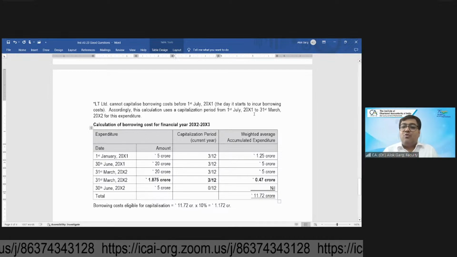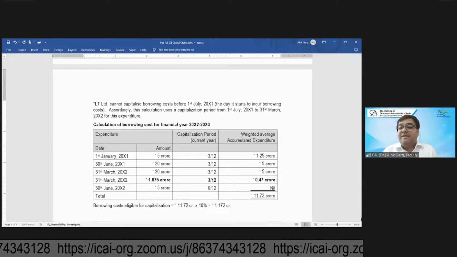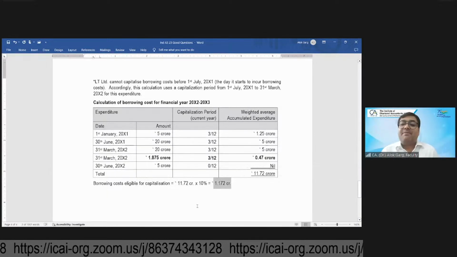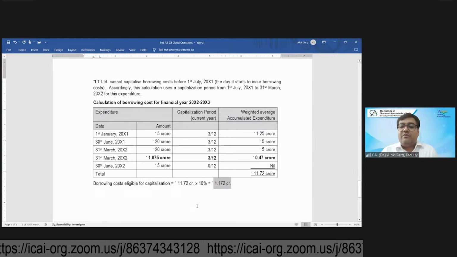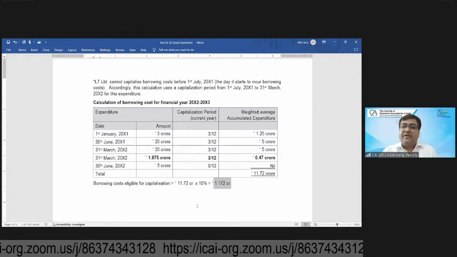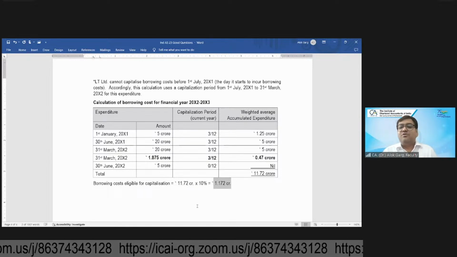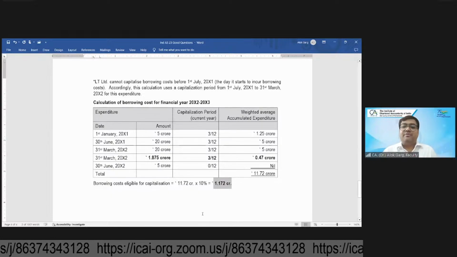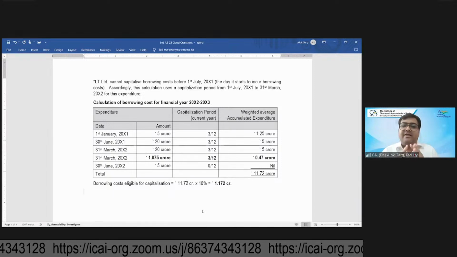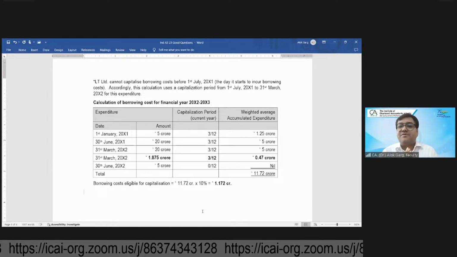Correct? So the total weighted average accumulated expenditure is 11.72 crore. 11.72 crore multiplied by 10% gives you 1.172 crore of capitalization of borrowing cost. So up to 31st March 20X1, no borrowing cost to be capitalized. 31st March 20X2, 1.875 crore borrowing cost to be capitalized. 31st March 20X3, 1.172 crore borrowing cost to be capitalized. Correct? This was one of the complex questions from the RTP of 31st May 2023.